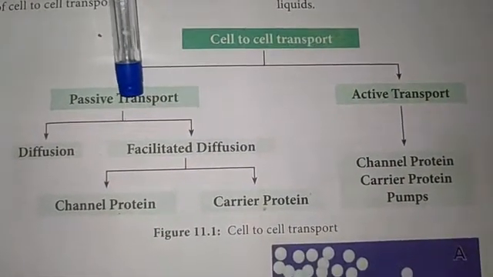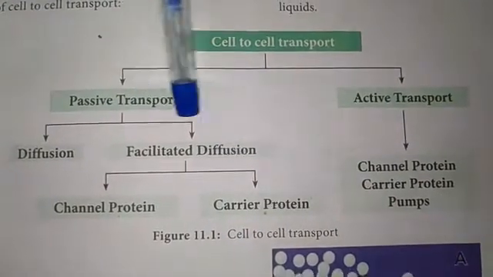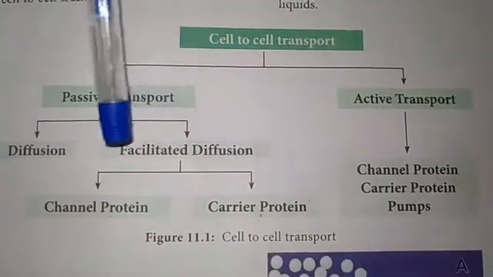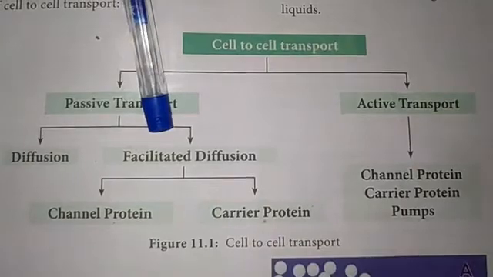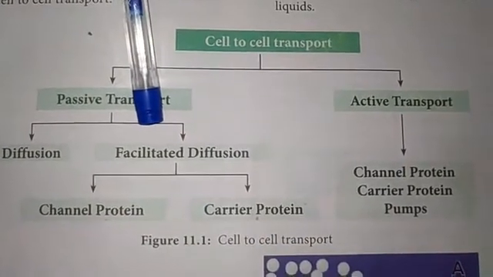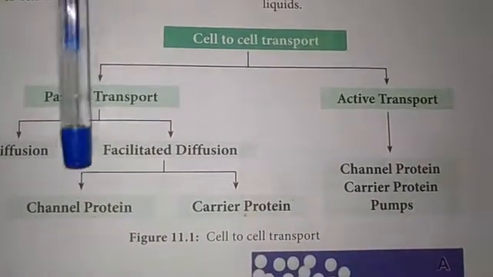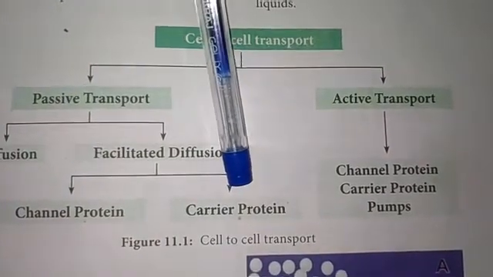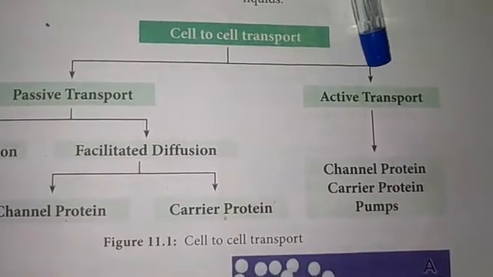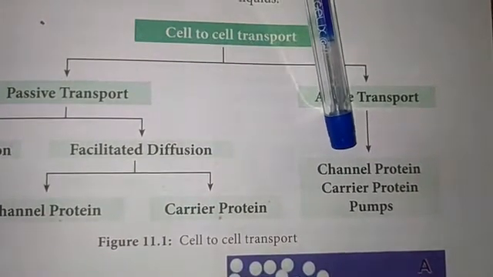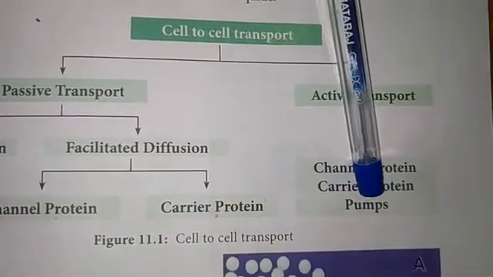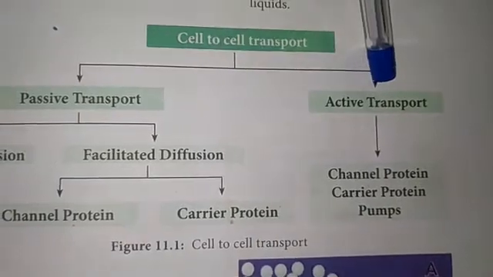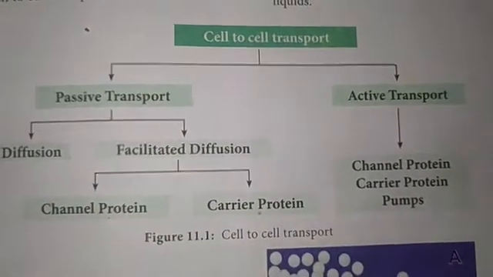Passive transportation includes diffusion, facilitated diffusion, osmosis, and imbibition. Facilitated diffusion takes place by two methods: with the help of channel protein and carrier protein. Active transportation takes place by channel proteins, carrier proteins and pumps. It needs energy for transport.